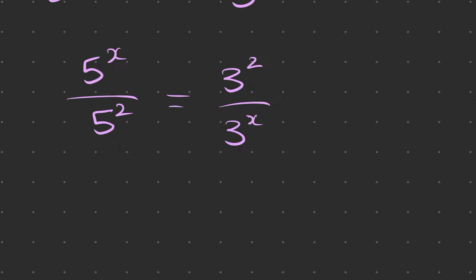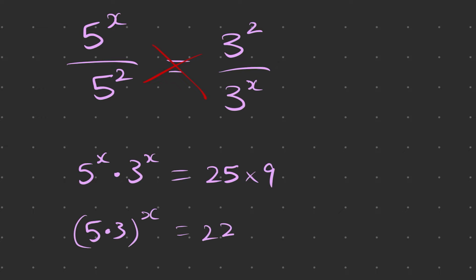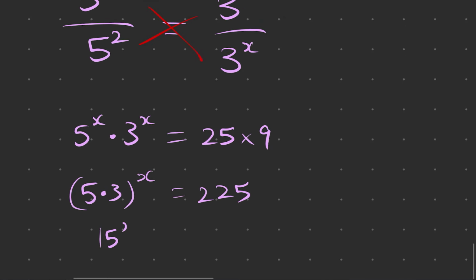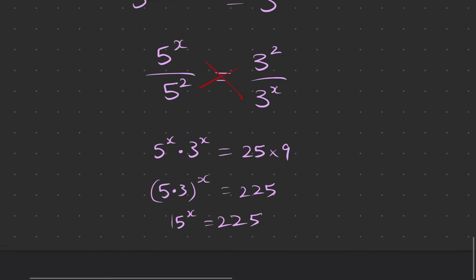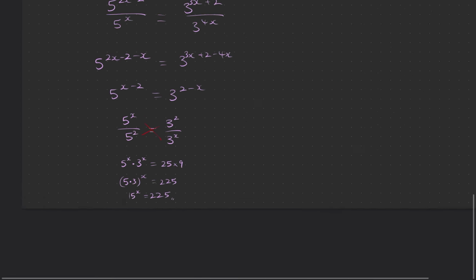So therefore, if I cross multiply, so 5 to the power of x times 3 to the power of x and 5 squared times 3 squared, that will give me 5 to the power of x times 3 to the power of x equals 25 times 9, which I can write as (5 times 3) to the power of x equals 225, and that will give me 15^x equals 225. And they want us to find the value of 15 to the power of x, and that will be 225.